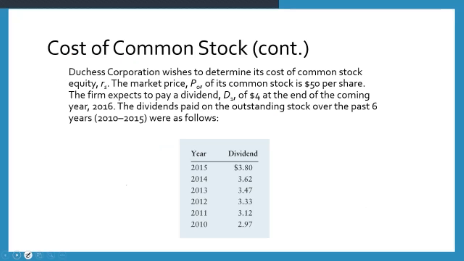Duchess Corporation wishes to determine its cost of common stock equity. The market price of the common stock is $50 per share. So we know P0 is $50. The firm expects to pay dividends of $4. We know D1 is 4 at the end of the year 2016. So we have dividends for this time, 2016, is $4.